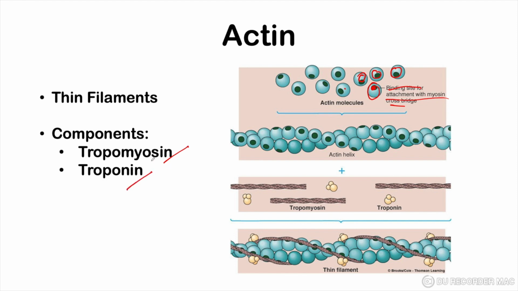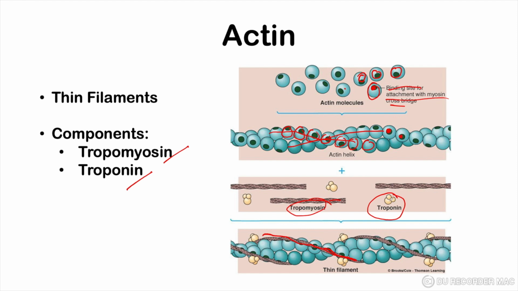As you can see here, your actin molecules are joined together into two strands. We have two strands right here. We will call this the actin helix. And aside from that, you have your tropomyosin and the troponin. Your tropomyosin is a thread-like molecule that blocks or covers the actin binding site. So that actin binding site right here is covered or blocked by your tropomyosin, of your individual actin molecules.